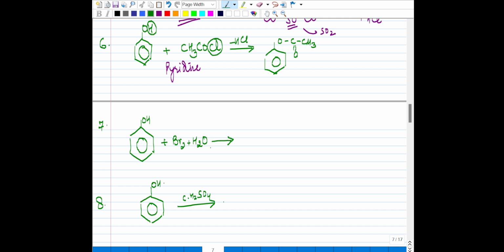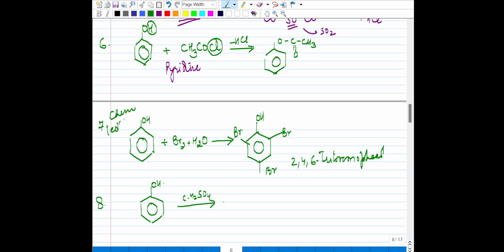Next, when we take phenol with bromine water. So when we add bromine water, then in that case it forms white color precipitate. Now this reaction acts as a chemical test also for phenol. So what will happen when bromine water is treated with phenol? You get white precipitate of 2,4,6 tribromophenol. So this is phenol, and on second carbon, fourth carbon and sixth carbon, bromine is substituted. Okay, so you'll get 2,4,6 tribromophenol, white color precipitate. And likewise, if you take aniline, aniline also gives the same product, right? But these tests are used for identification of phenol and aniline.